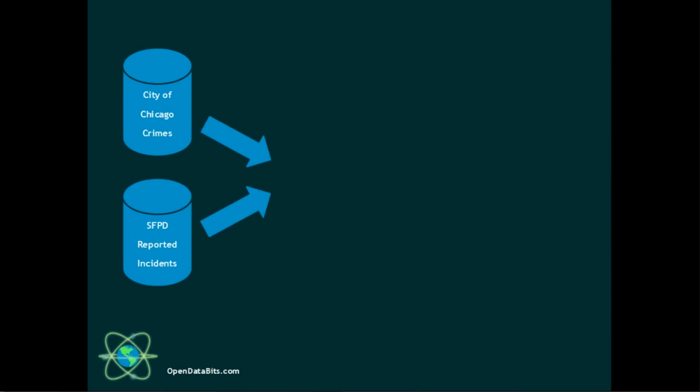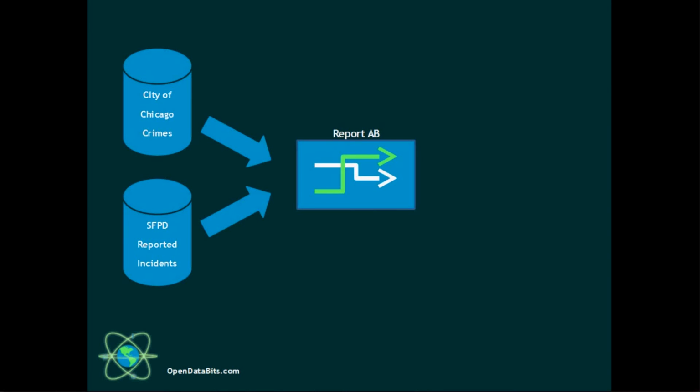So for this example, we took City of Chicago crime data and San Francisco Police Department reported incident data, and we mashed it up into one data model using Power Pivot, and then we were able to create reports that compare the two data sets. So moving forward, using this methodology with different types of open data that are available around the internet, you should be able to find the value that you're looking for.